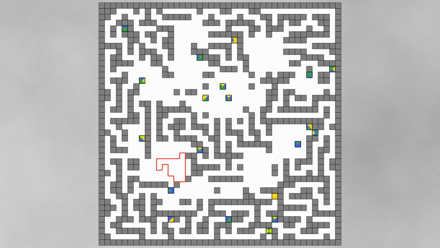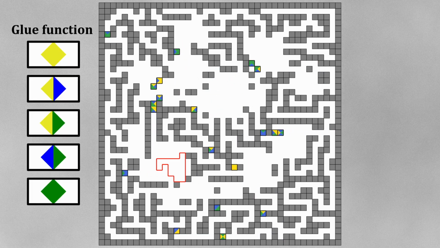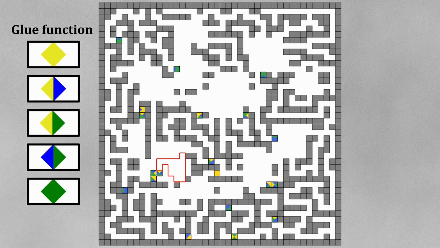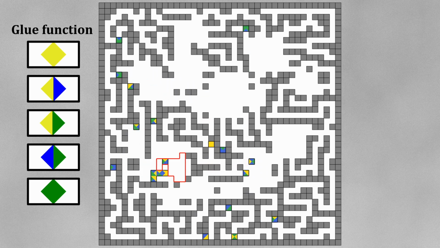Each tile has a glue on the 4 sides that only stick to compatible glues. Glue type is denoted by color. The objective is to manipulate the tiles to bond in the shape of the connected polyomino target outlined in red.